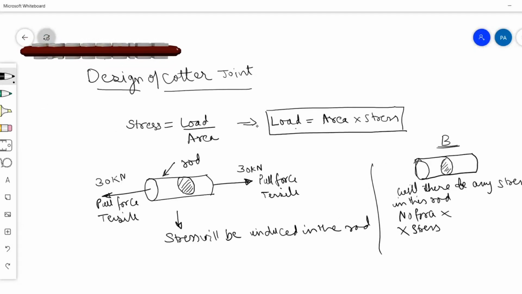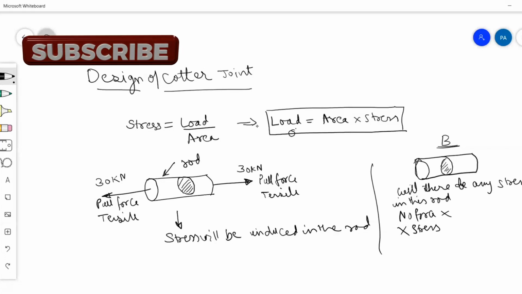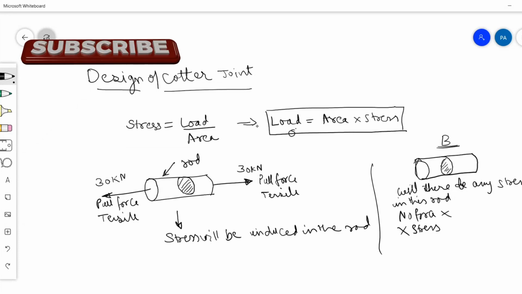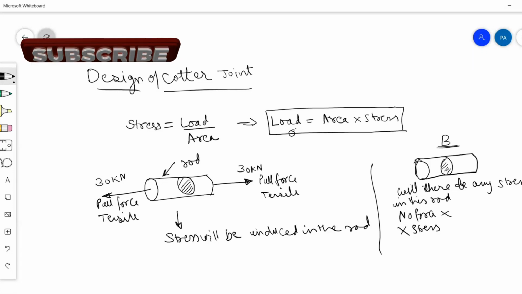If I put load equal to 0 here, then I will come to know that if there is no force acting, there will not be any stress. Because the left hand side is 0, right hand side should be 0. Now consider this case where the pull force or tensile force is acting. Because of this, the rod will be stressed and will be in tension.